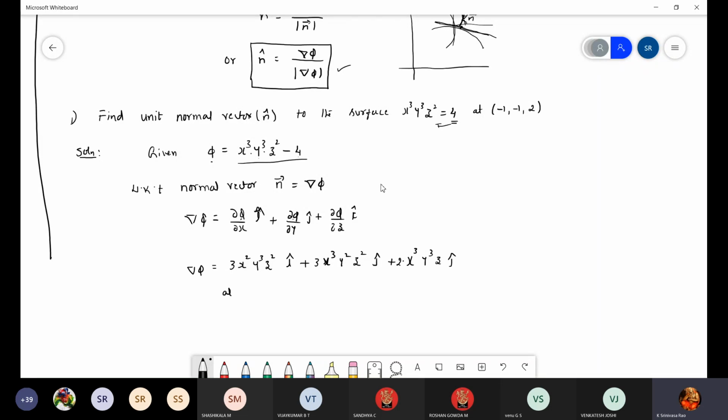But now you have to substitute the point. It is given x equals -1, y equals -1, and z equals 2. What is grad phi equals? I want the final answer, because in the previous 2 problems I explained how to solve after substitution of the numbers. Now I want it from your side. Calculate, it should be correct.